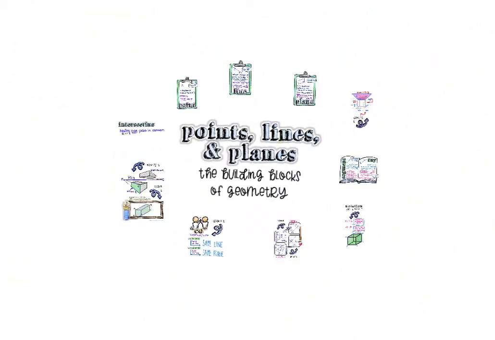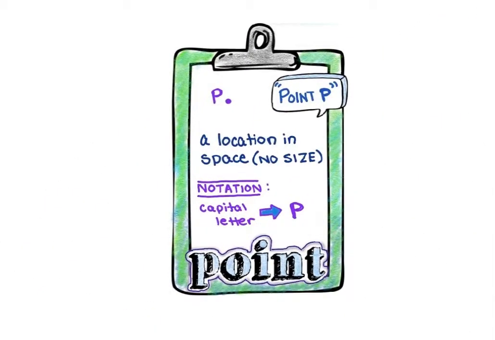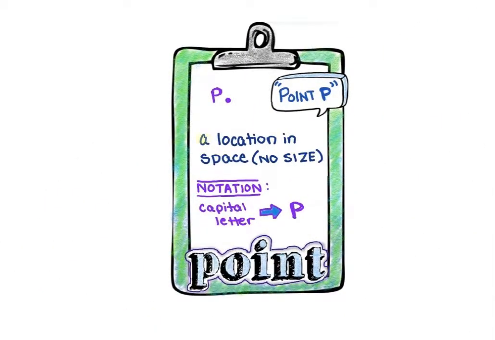The first definition I'd like to focus on is a point. A point is a location in space. It's important to remember that it has no size. When we label a point, we want to do it with a capital letter. In this example, I have the capital letter P.